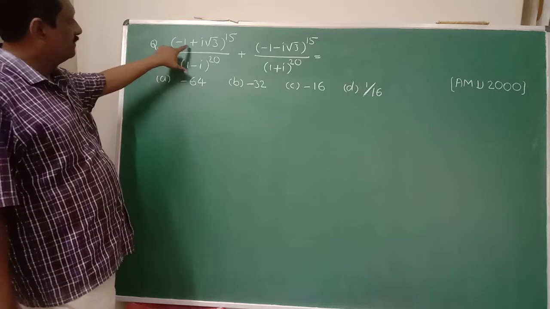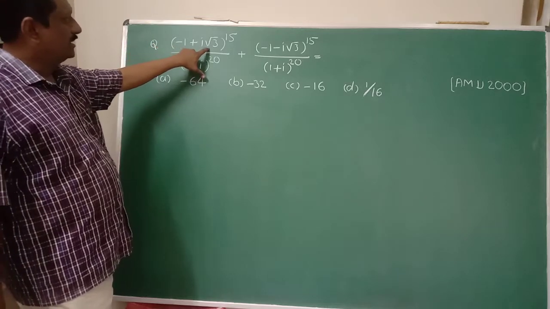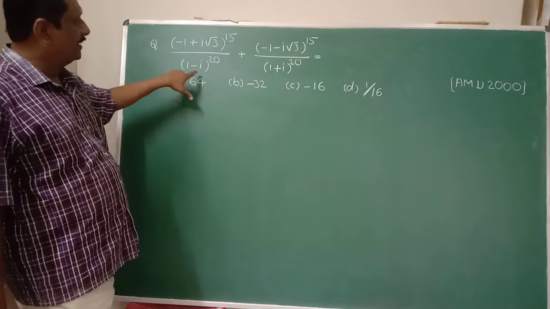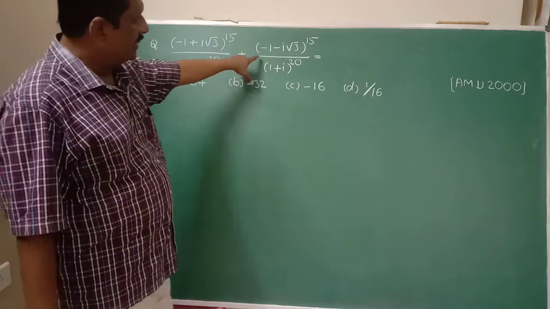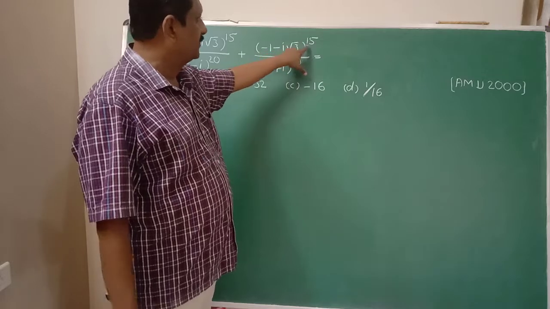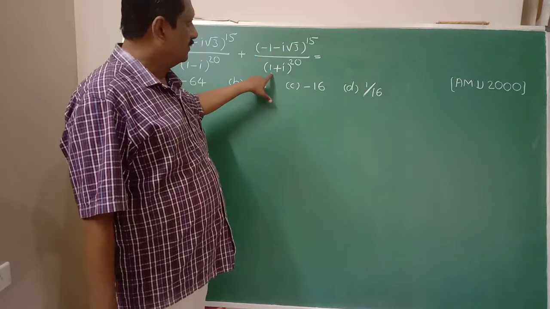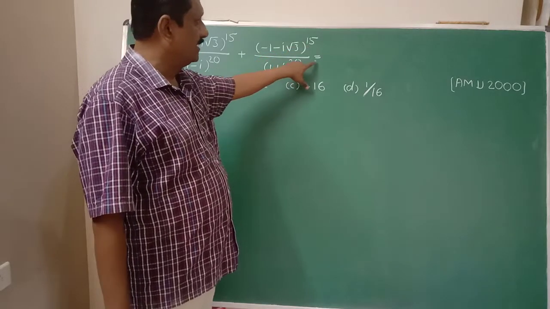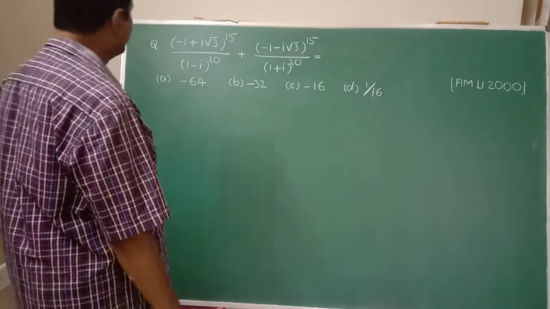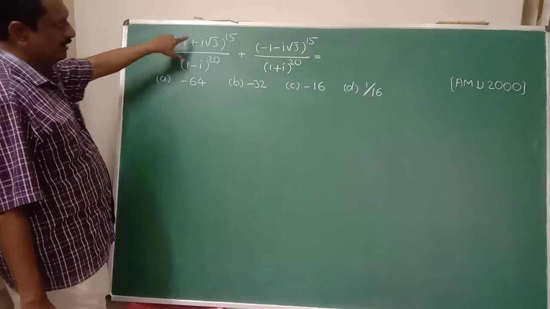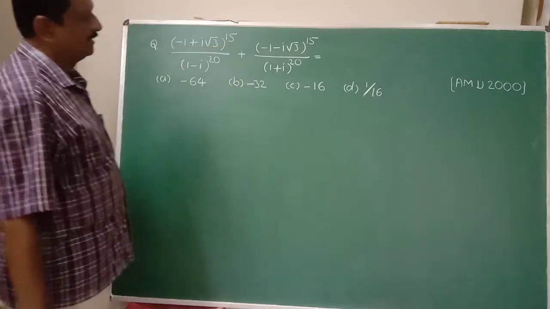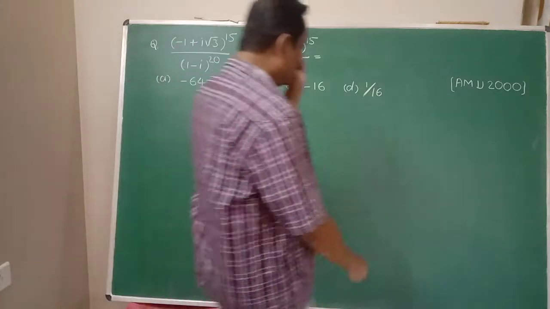Okay, minus 1 plus i root 3 raised to 15 divided by 1 minus i raised to 20, plus minus 1 minus i root 3 raised to 15 divided by 1 plus i whole raised to 20 is equal to what here? In this case, multiplying and dividing by 2, even here also multiply and divide by 2. Otherwise, you know this formula.